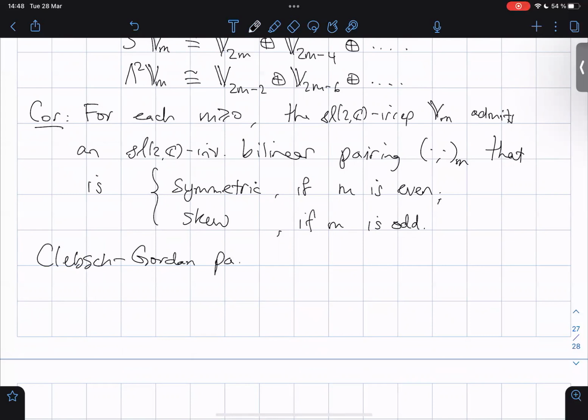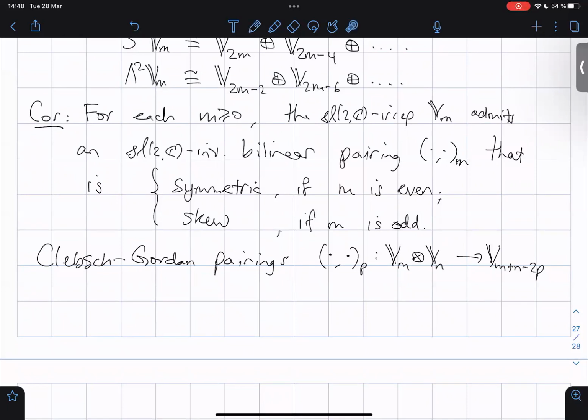And formulate the result in general. Okay, so I'm going to denote it by subscript P. This is a map, a projection, from V_M tensor V_N to V_{M+N-2P}.